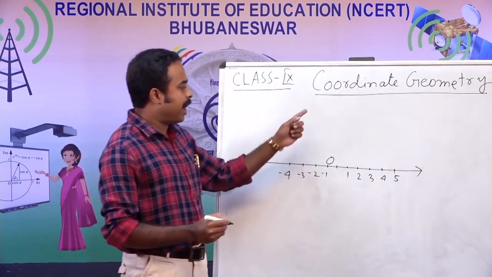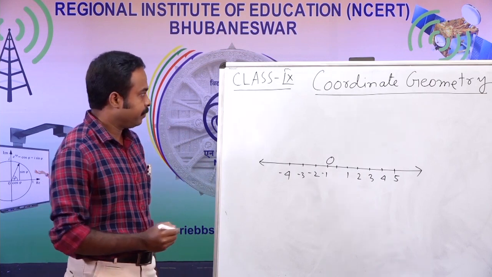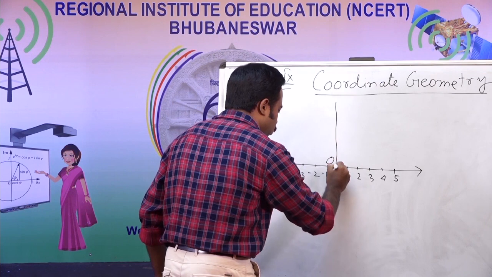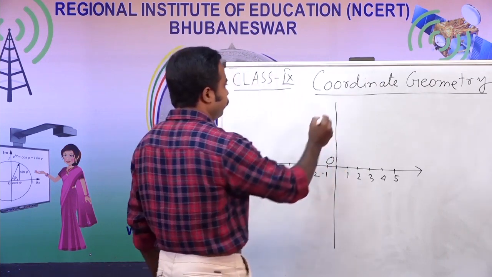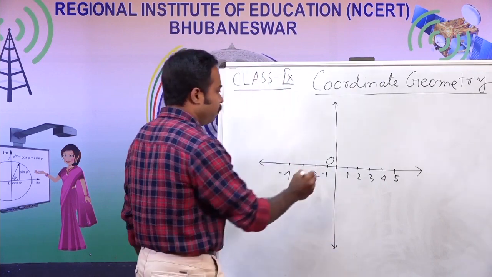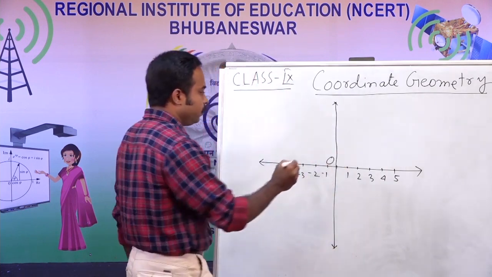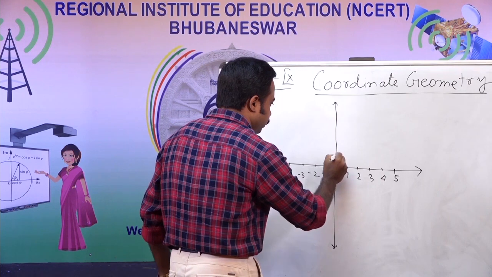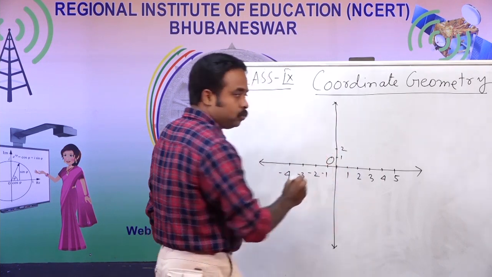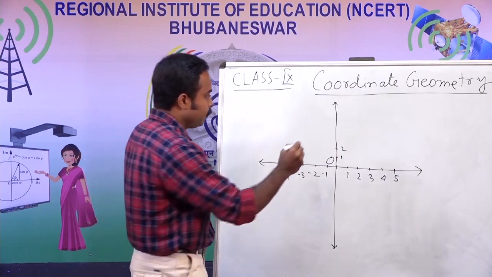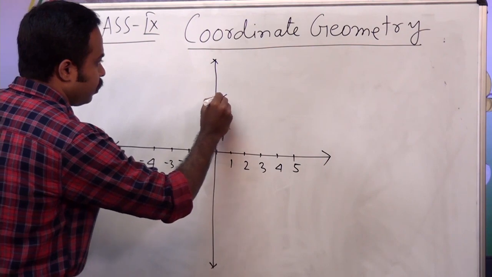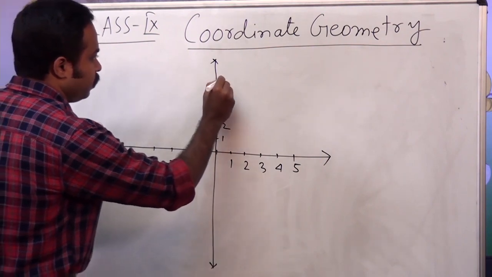Now if we draw another perpendicular line which is also passing through the origin, and if we mark the numbers on this also, then this is 1, 2, 3, 4, 5.